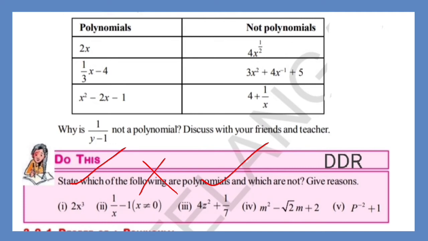Next, fifth one is p to the power of minus 2 plus 1. See here, power is minus 2. So minus 2 is not a whole number. So it is not a polynomial.